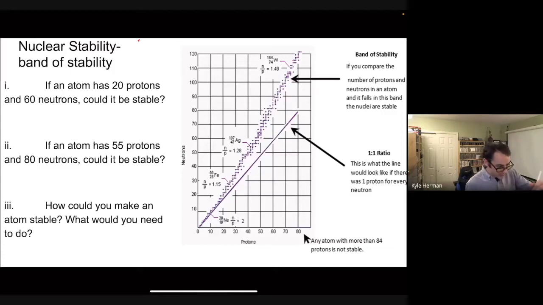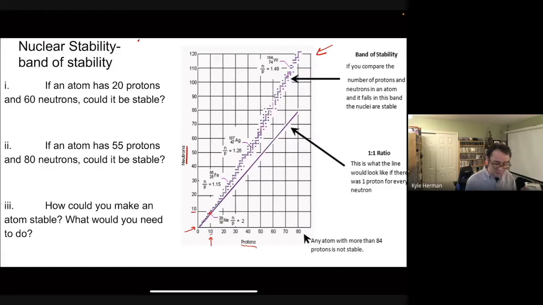Here's our band of stability, as we saw in that video, and it allows you to compare the number of protons and the number of neutrons and figure out if elements are going to be stable or not. So this one's simpler than the one that was in the video. Basically, these dots that you can see in here are going to be your stable isotopes. And the lighter elements, for example, something that has 10 protons, if it also has 10 neutrons, it's going to be stable.